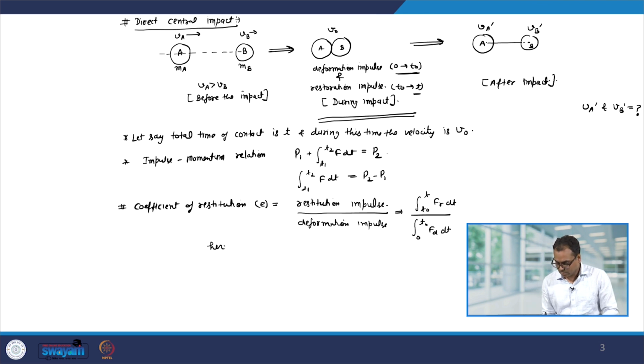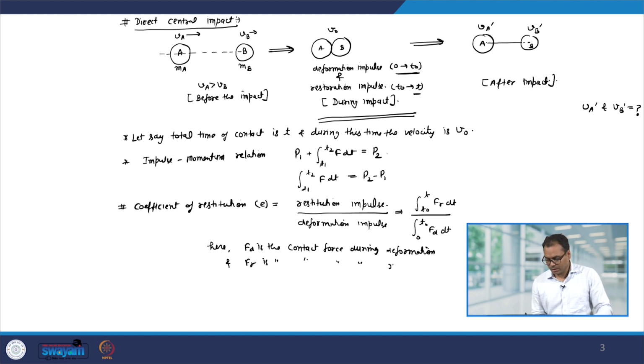Here F_d is the contact force during deformation, and F_r is the contact force during restoration. Okay. Now, let us use the definition of E, let us call it equation number 1 for particle A.